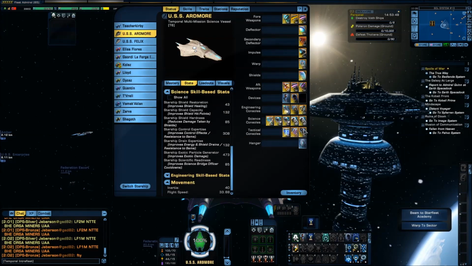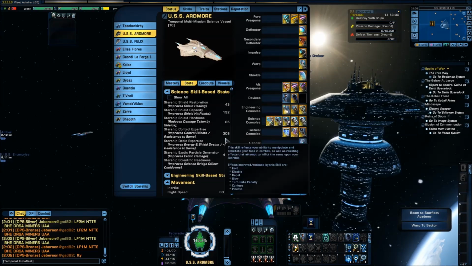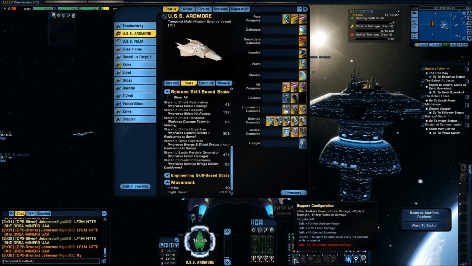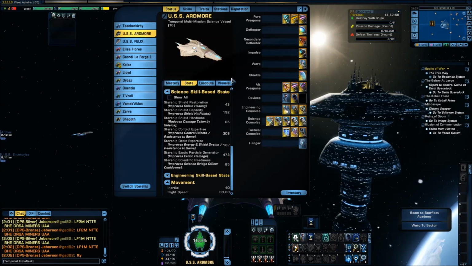Okay, so you noticed I have boosted my EPG up to about 470. I boosted my control to about 300. I could go a little higher with this if I really wanted to, even them out a little more, but I'm okay with 300, especially because when I click the support configuration on my ship, which is something that I can do, I get plus 40 control expertise as part of my stat, so that brings that up to 348, while that is active, which I always have active when I am flying this ship.